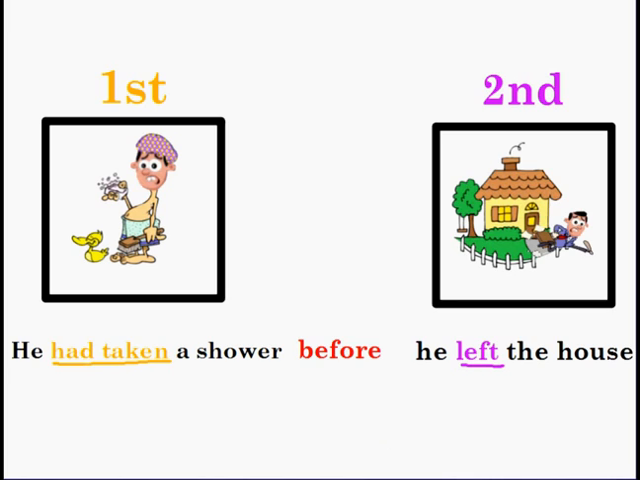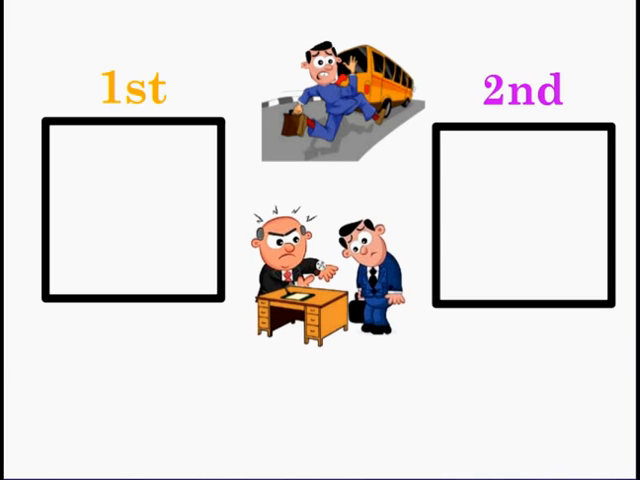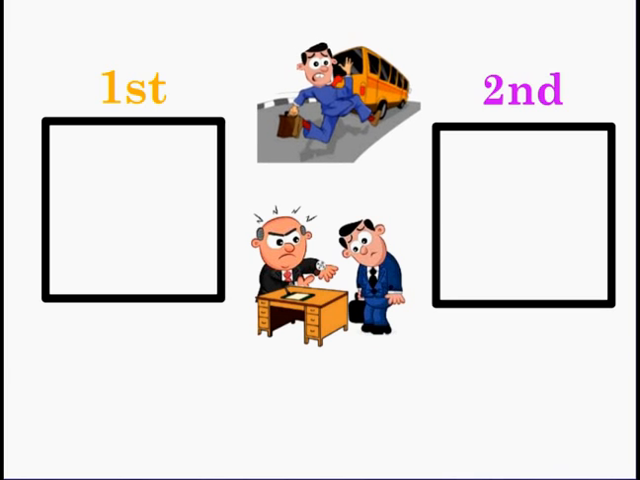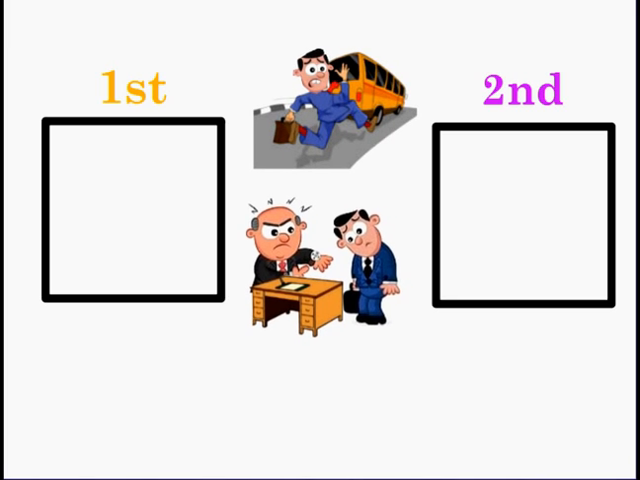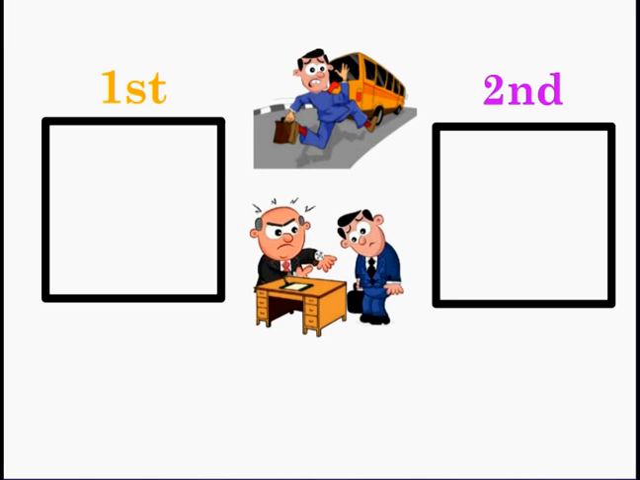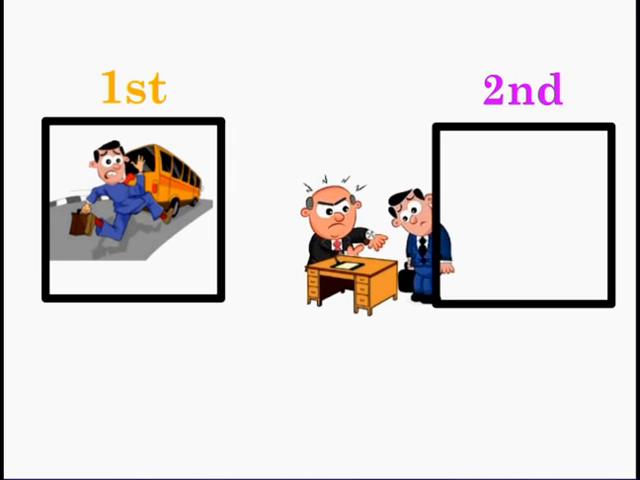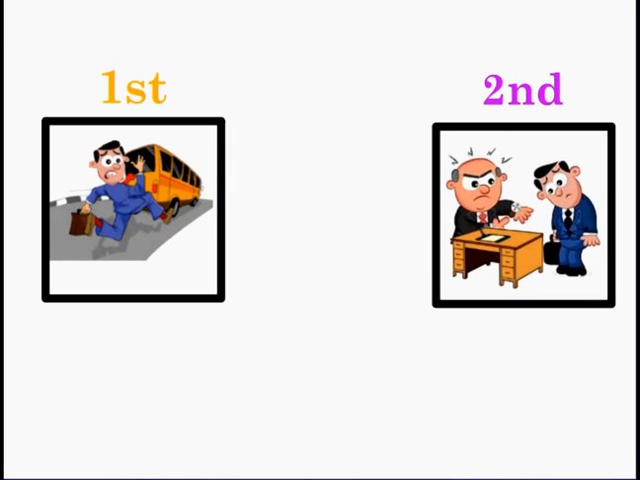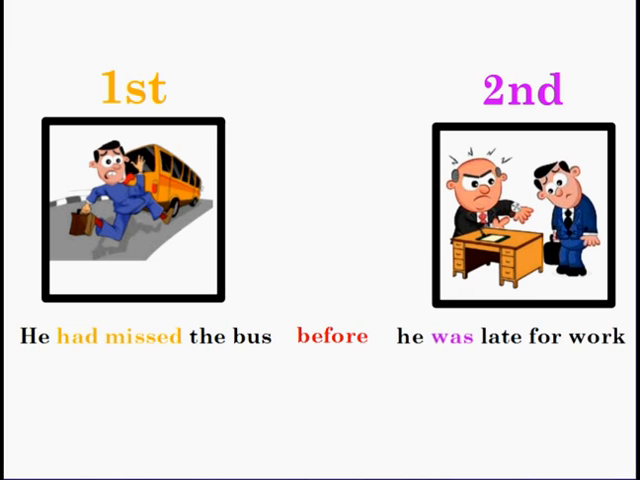Okay? Let's look at another example. So, which one happened first? He missed the bus or he was late for work? Well, probably this happened and then this happened. So my first action is the past perfect, remember? So I'm going to say he had missed the bus before he was late for work. And again, my first action, right, is that past perfect. He had missed the bus before he was late. And that's the second thing that happened, that he was late for work.